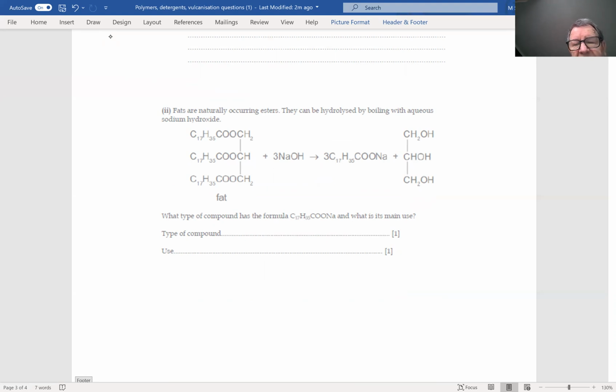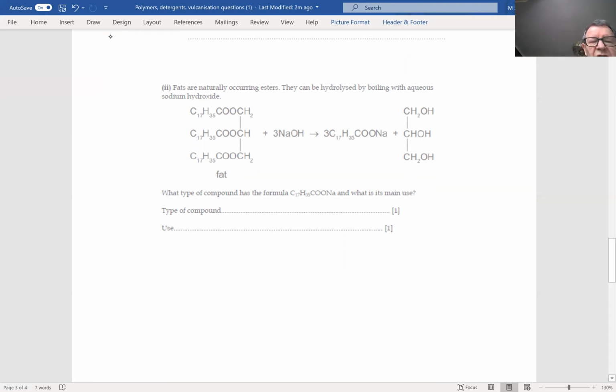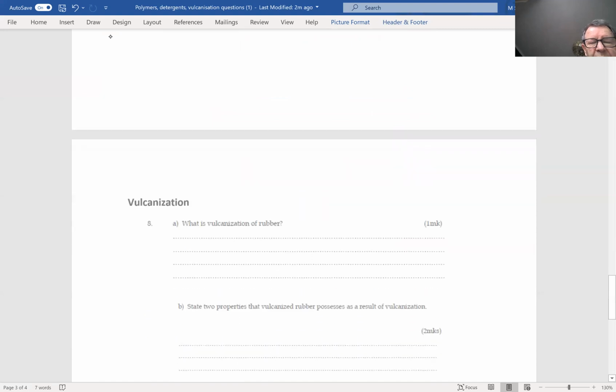What type of compound has this formula? This is the sodium salt of a fatty acid. We call them fatty acids. The sodium salt of a fatty acid, okay? And its use is soap. So if you wanted, you could say cleaning, because that would be fine. If you said its use is for cleaning, that would be absolutely fine.